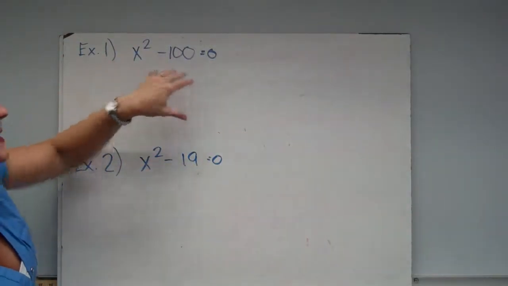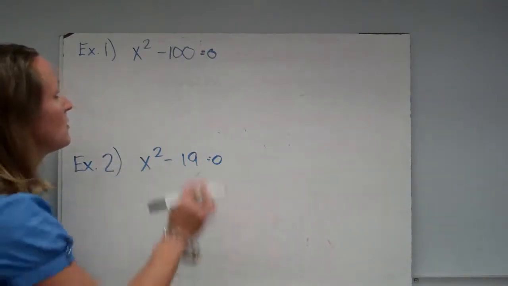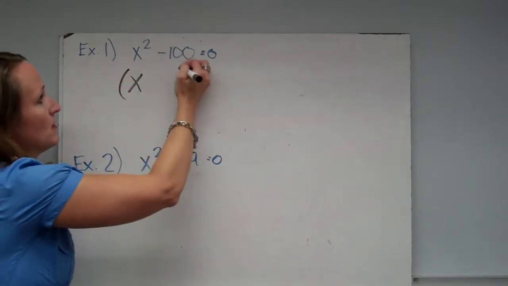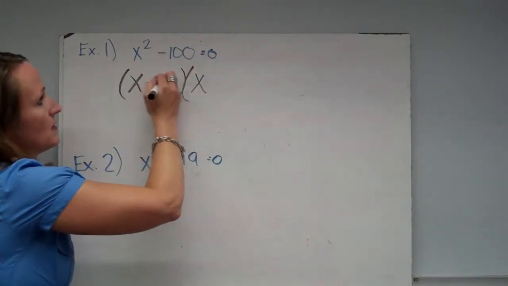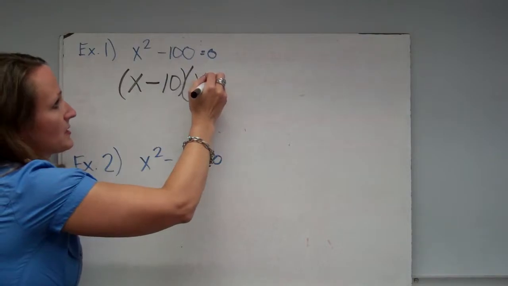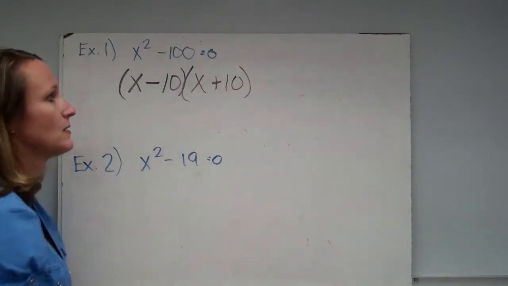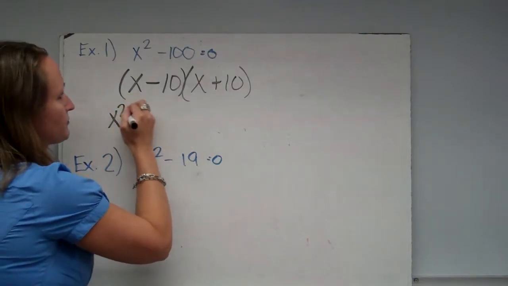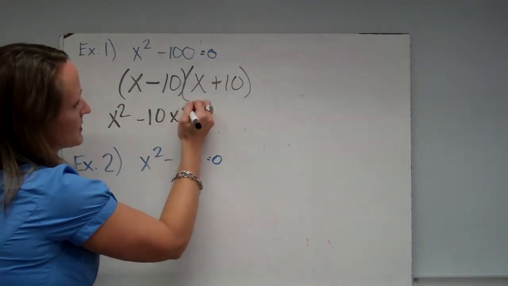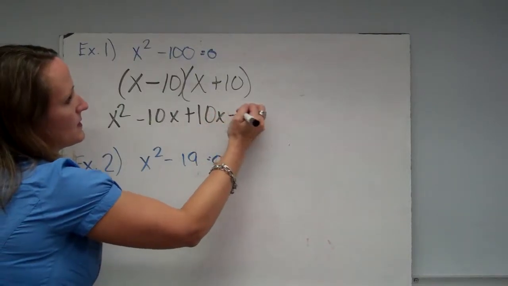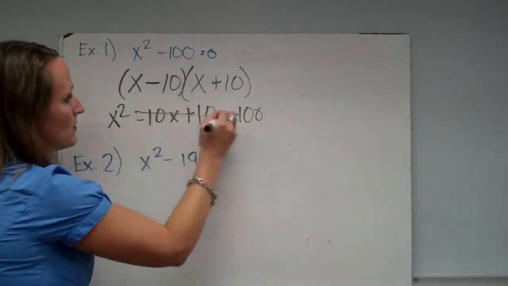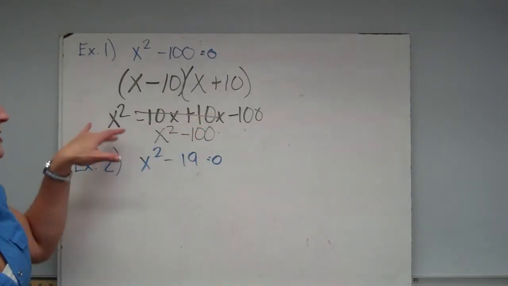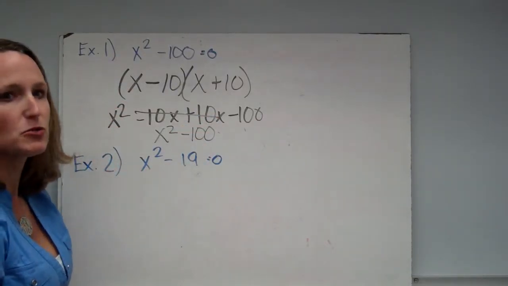All right, so x squared minus 100 equals 0. We know how to do this by just breaking it down like this: x minus 10, x plus 10. That's going to give you x squared minus 100, because if we multiplied it back through, the middle values cancel out, leaving you with x squared minus 100, which is what we started with. So how do we do it using square roots?